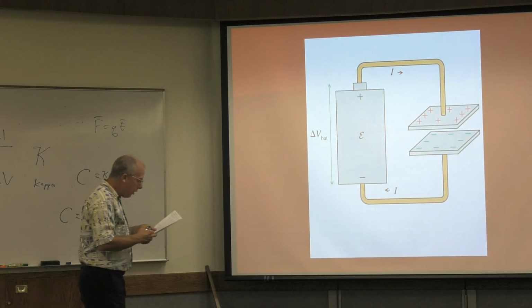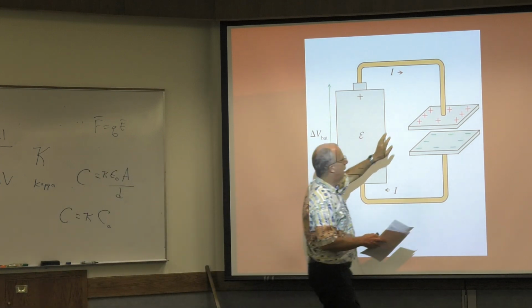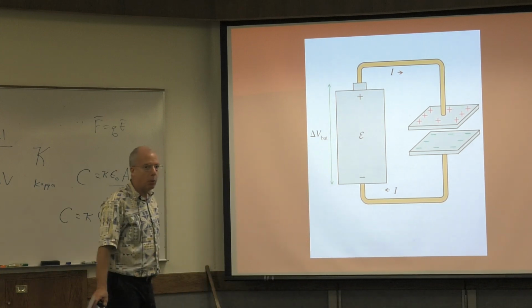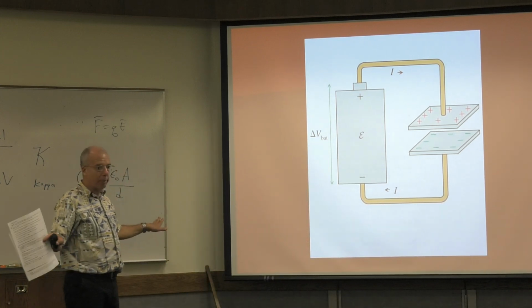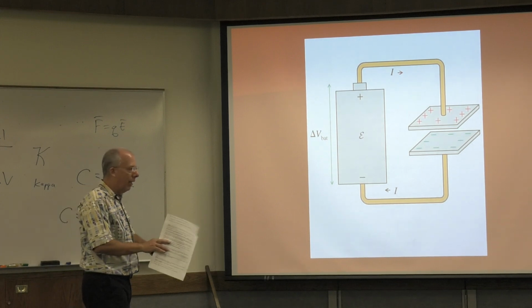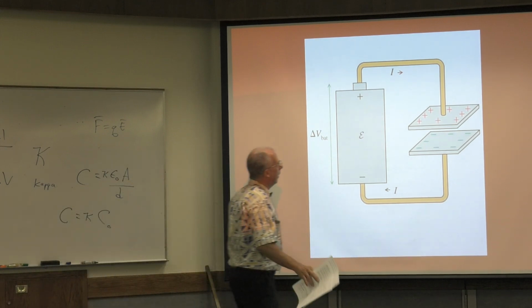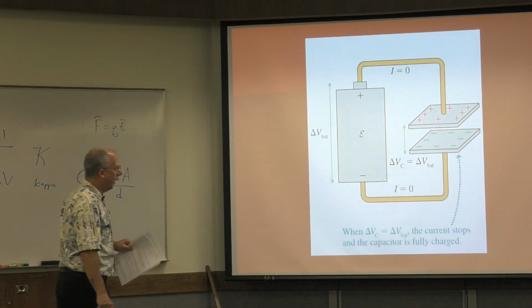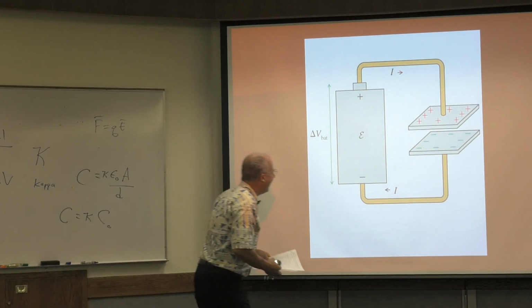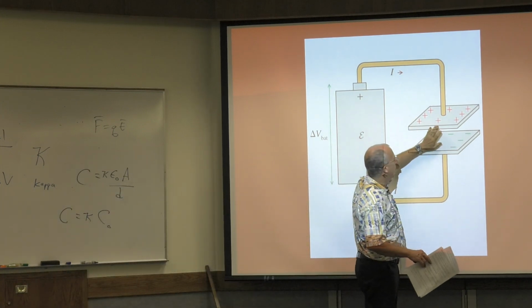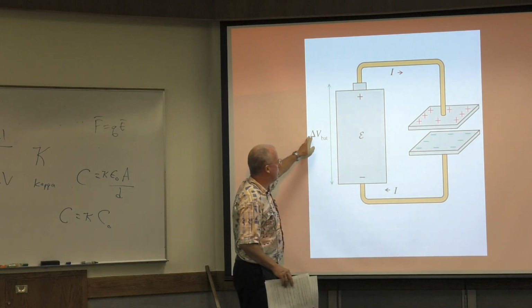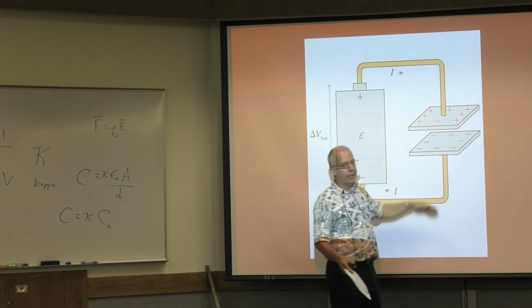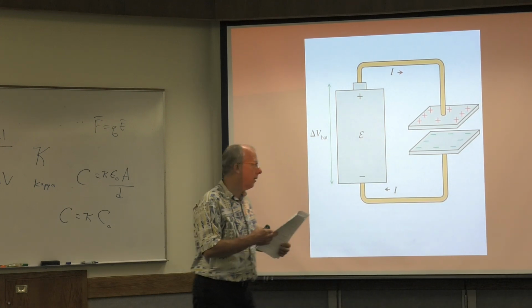So eventually, when the capacitor is fully charged, what's going to happen to the current? Stops, right? I'm done. I don't have any more room for you guys. Go away. So the current is going to be 0. Now, when the current becomes 0, let's say this is a 1.5 volt battery. What's going to be the potential difference between this plate and this plate? Guess. It's going to be the same thing, right?